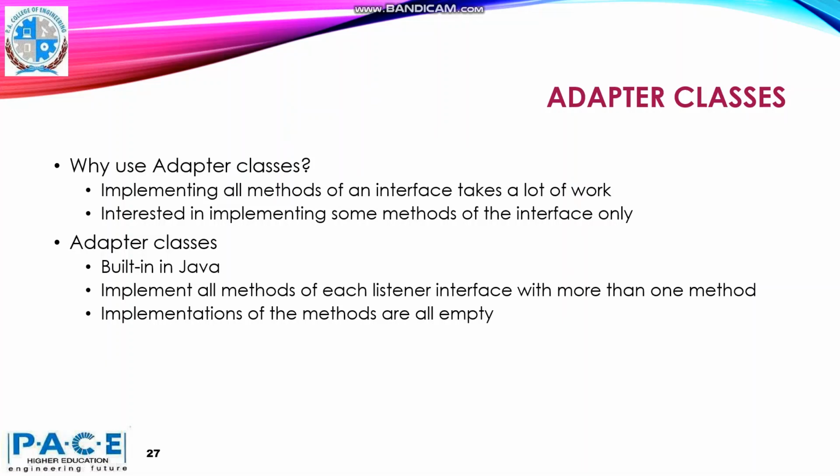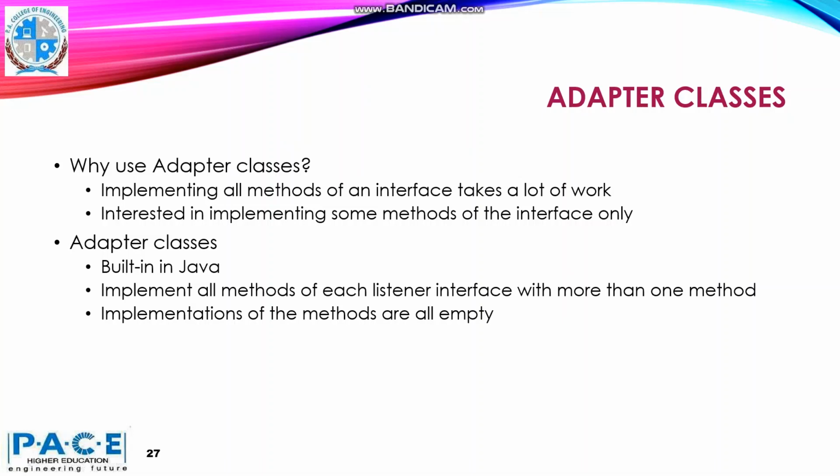Why do we use the adapter classes? In Java event handling, when we want to implement some listener interfaces, we are required to implement all the methods of the listener interface, which takes a lot of work. For example, if I am implementing the MouseListener interface, then all the methods such as mouseEntered, mouseExited, mousePressed, mouseReleased, mouseClicked, I have to compulsorily implement. This is a lot of work, especially if I am interested only in the mouse click. I want to implement only mouseClicked and I am not interested in the other methods, but I am forced to implement all of them.